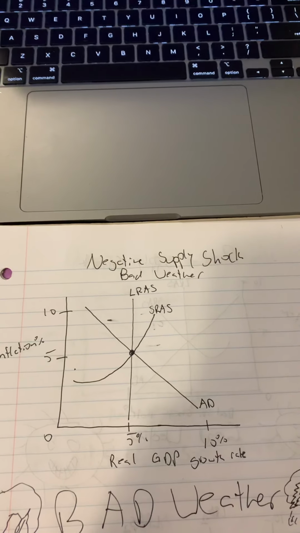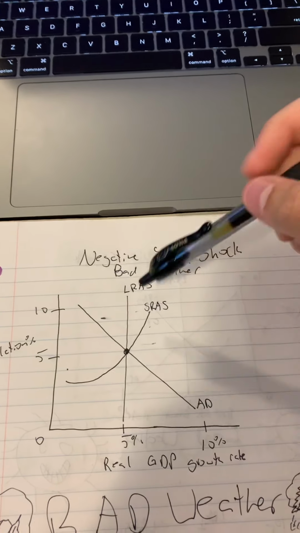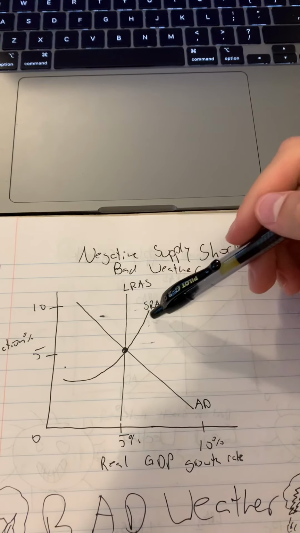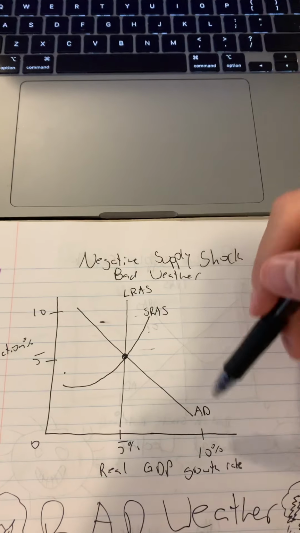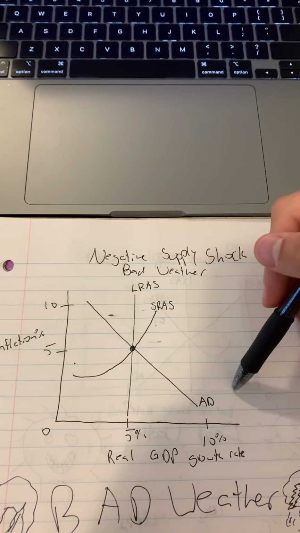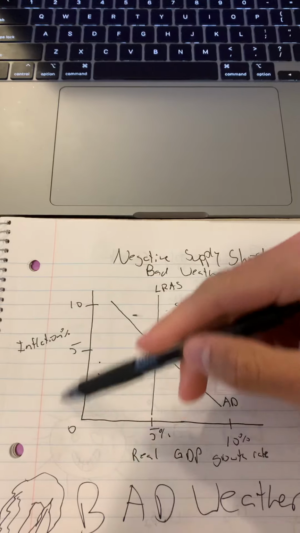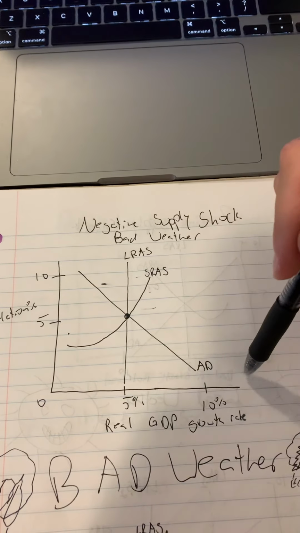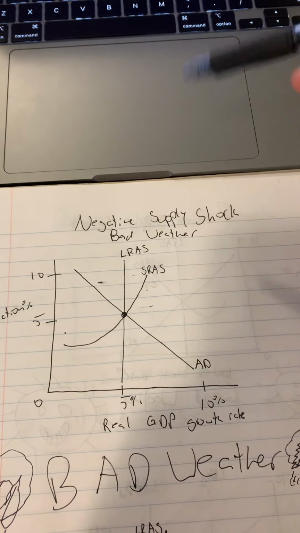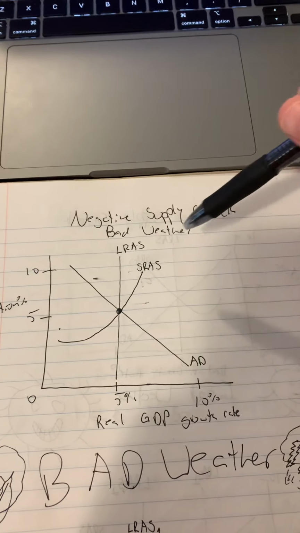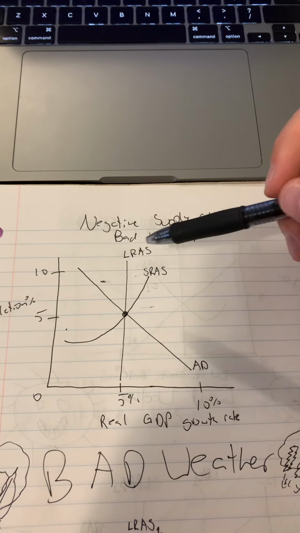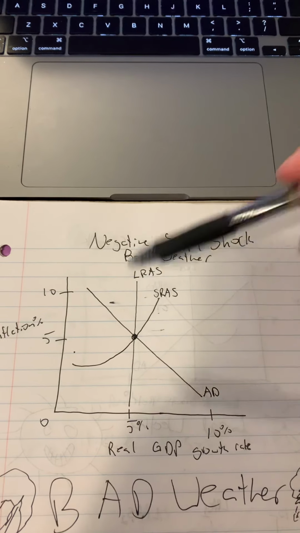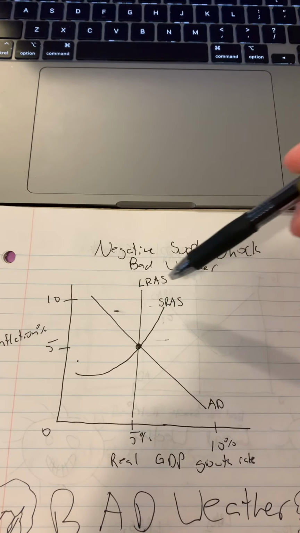So to start off with, we have our basic ADAS model where we have our long run aggregate supply curve, our short run aggregate supply curve, and our aggregate demand curve. And the way it works is you have inflation on the y-axis and you have real GDP growth rate on the x-axis. And so these two added together will give you your total spending. And so we have a couple different kinds of shocks that are going to happen, and we're going to see how that affects each one of these lines.